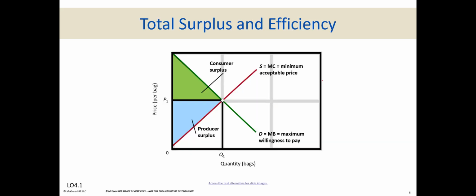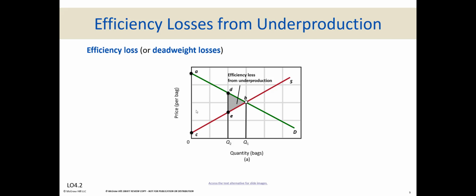Total surplus is consumer surplus plus producer surplus. If you remember, consumer surplus is this green triangle, and the blue triangle is the producer surplus. So the entire area, the sum of CS plus PS, is the total surplus. Now let's talk about efficiency losses from underproduction. So in this scenario, as you see, the production in the market equilibrium, what we have learned, should be Q1. This is the efficient allocation.